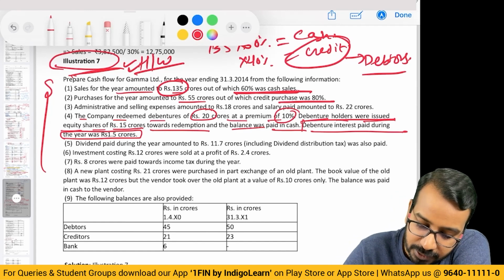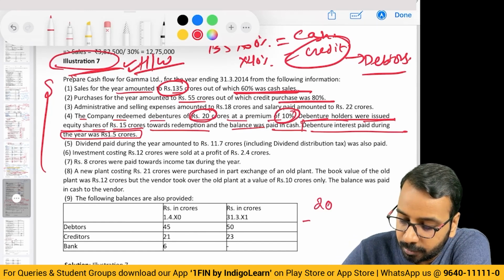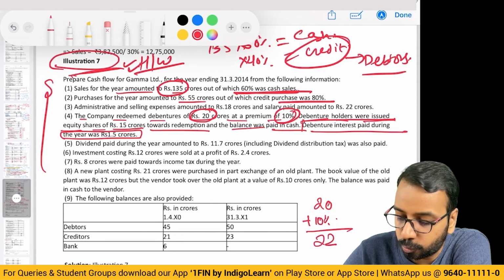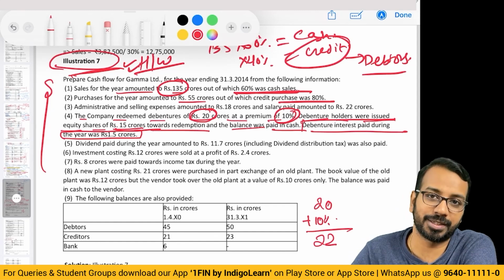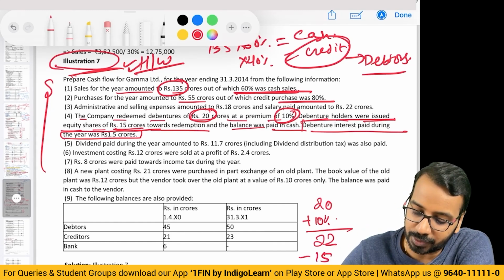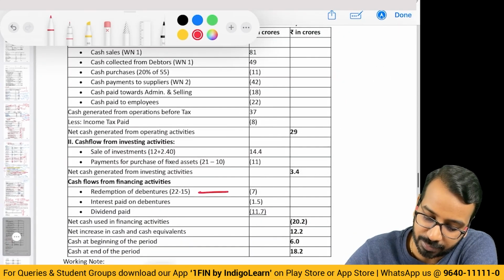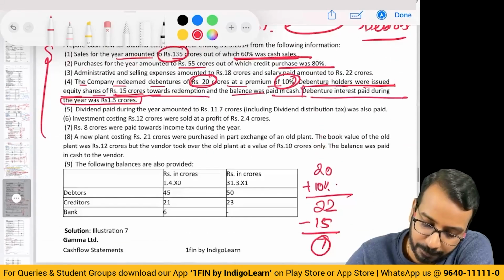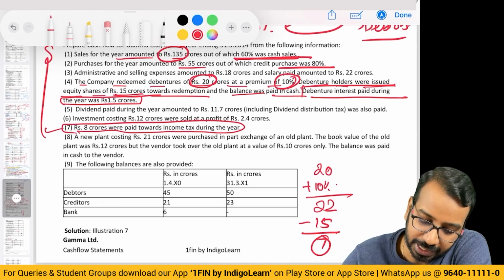Here what they are saying is debentures of 20 crores at a premium of 10%. So 20 plus 10% becomes 22. Out of 22, 15 crores was equity shares. We gave equity shares of 15 crores, so minus 15. How much is paid in cash? 7 is paid in cash. So you can directly say redemption of debentures 7 paid in cash. Interest paid 1.5 is directly given. Then 8 crores was paid for income tax, directly given.